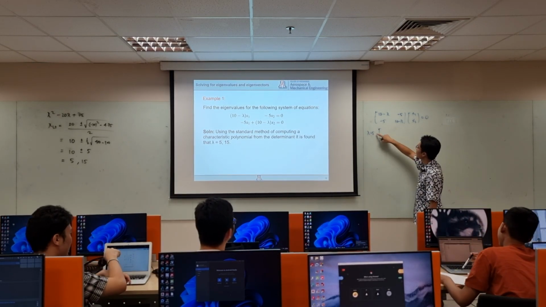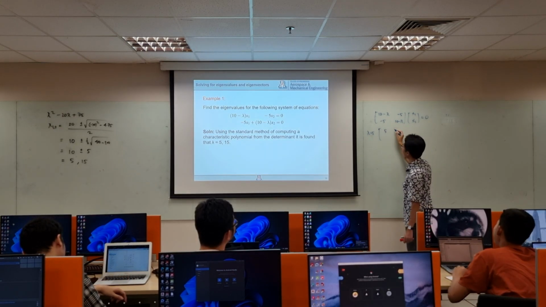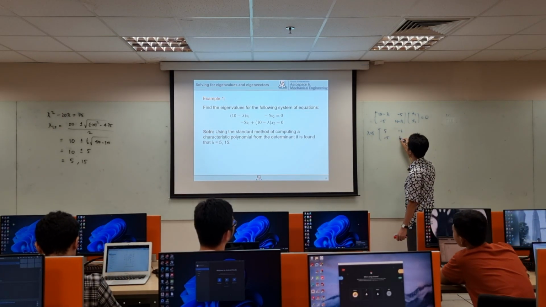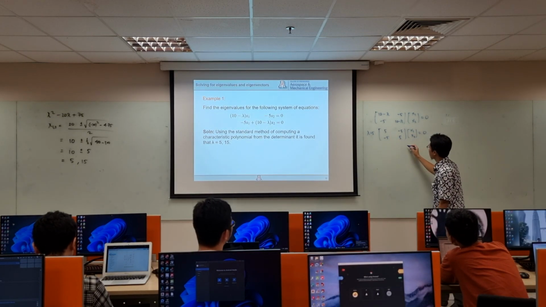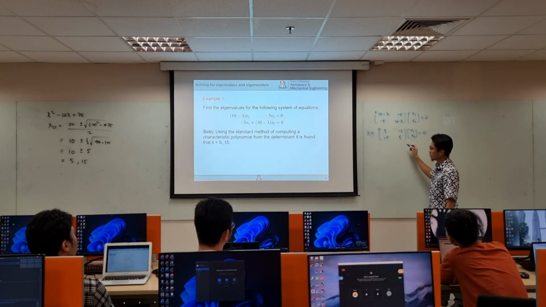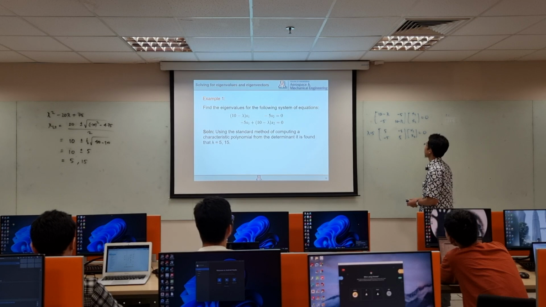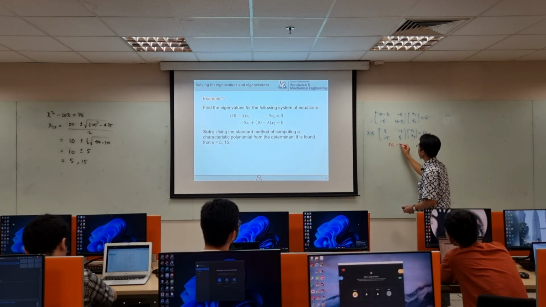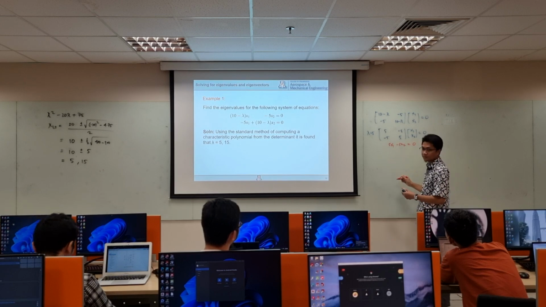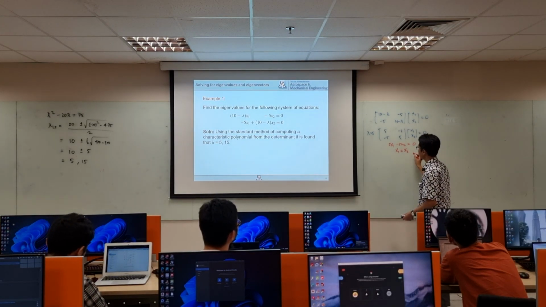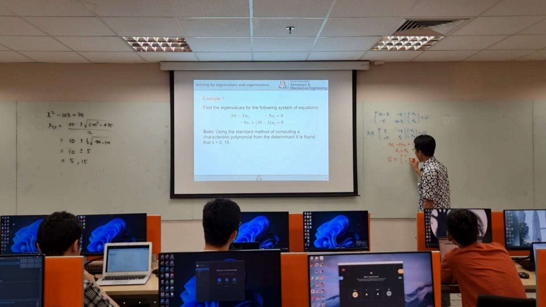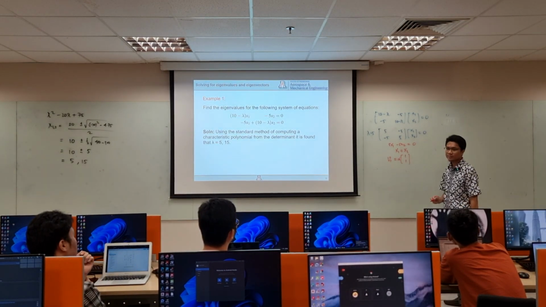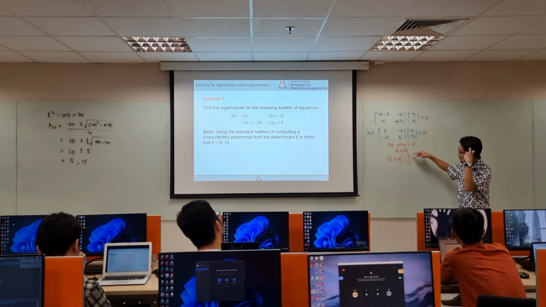So you plug in lambda equal to 5 here. What do you get? 5, minus 5, minus 5, 5. From the first equation, you get 5x1 minus 5x2 is equal to 0. So in this case, x1 is equal to x2. That means our first v1 is just 1, 1 times alpha. The direction is x1 equal to x2, right?